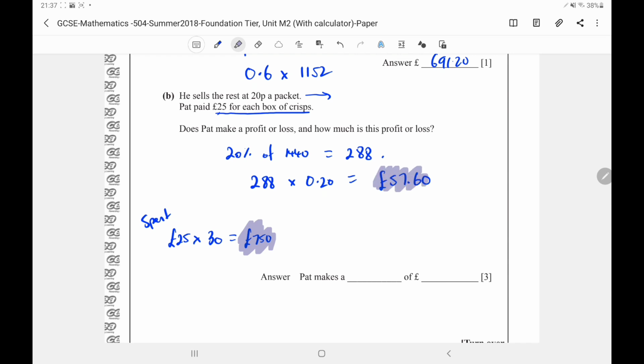This is what he made, along with the first answer. So adding up the total of what he made, £57.60 plus our £691.20 is £748.80. So he spent £750. He made £748.80. So did he make any money? No, he did not. He made a loss, and he lost £1.20.